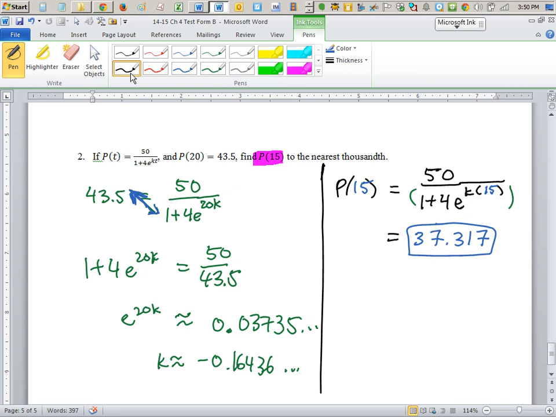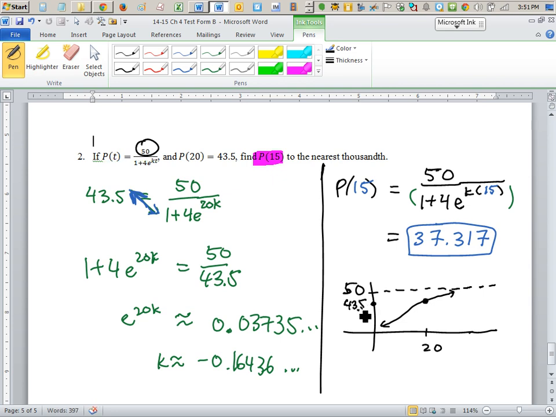And the only thing I want to say about this is that this is one of those situations where something is growing towards 50 of something. So maybe there is a zoo and there's a cage that can support 50 rodents or something. It always sounds sad to put rodents in a cage. But anyway, the population is growing towards 50, and at time 20, the population is 43 and a half, and we found out that at time 15, the population is 37.3 or so.